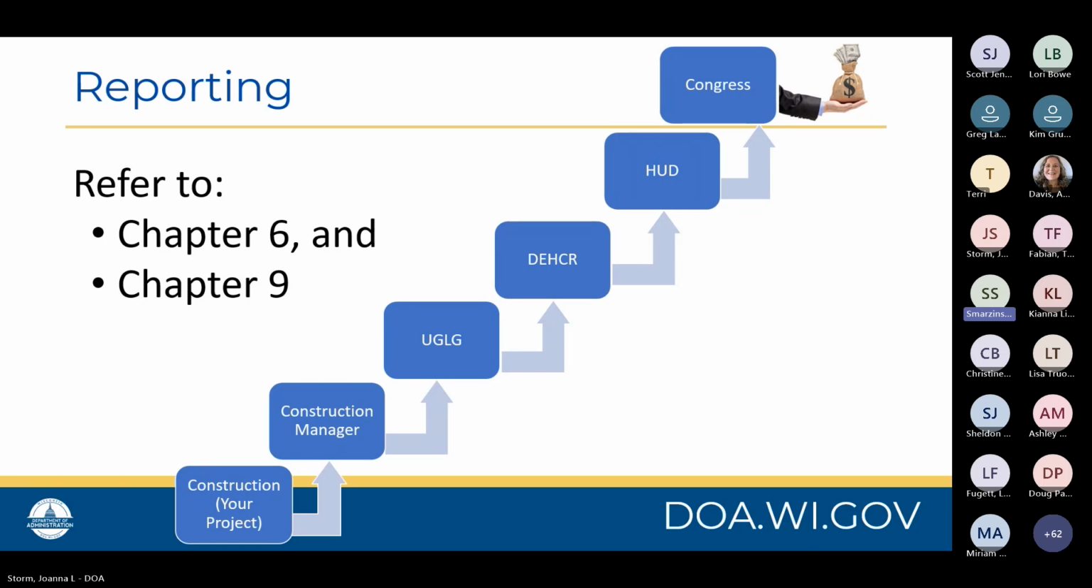Contractors and subs must supply information to the UGLG, and the UGLG has the authority to withhold payment if contractors do not provide required information. The UGLGs then provide detailed information on the project to DECRA. DECRA supplies the information to HUD, and HUD reports to Congress. Congress must obtain information on how funds are spent, as they are accountable for that distribution. Reporting this information helps Congress in determining future funding needs.